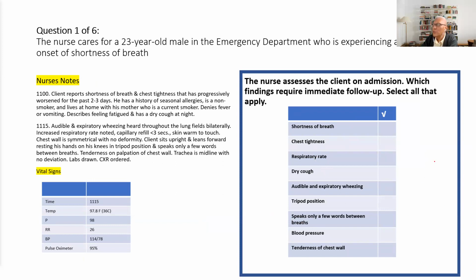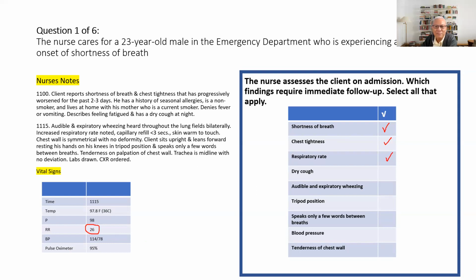The nurse assesses the client on admission. Which findings require immediate follow-up? Select all that apply. All right. Shortness of breath, yes or no? Yes, obviously we need to attend to this shortness of breath. How about the chest tightness? Yes, very good. How about the respiratory rate? The respiratory rate is 26. Yes, obviously that is a fast respiratory rate.